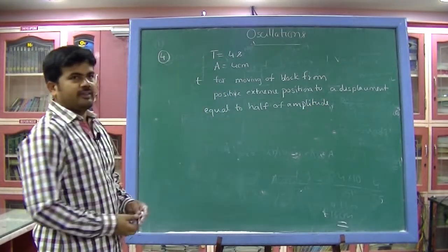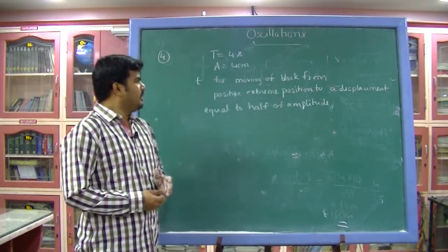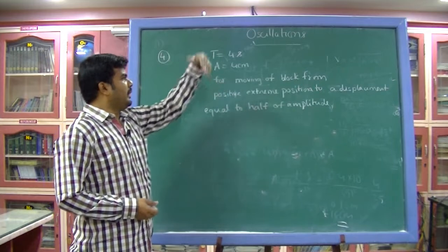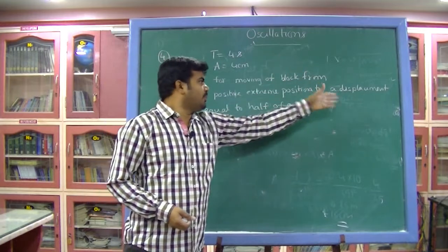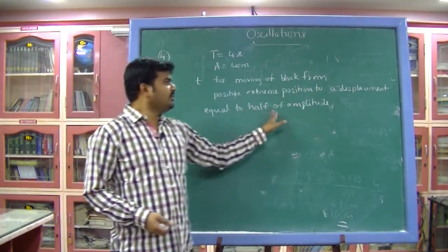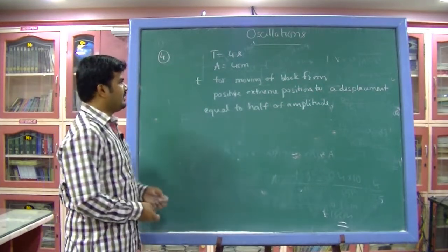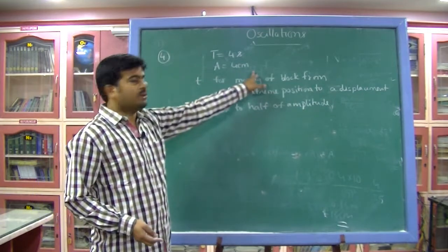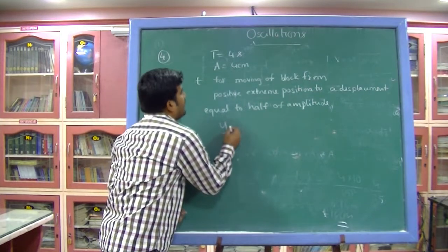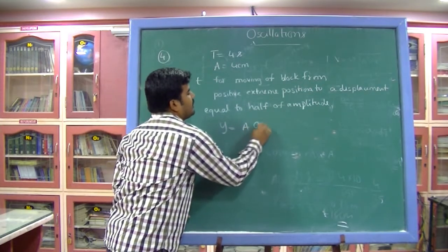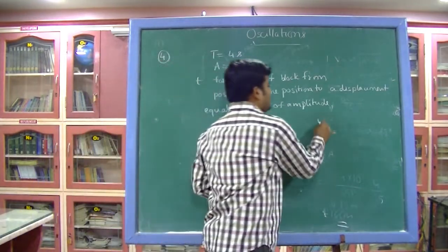So, the particle is doing SHM with time period T equal to 4 seconds, amplitude A equal to 4 centimeters. The time taken by the particle in moving from positive extreme position to a displacement equal to half of its amplitude. So, here the question is very clear. Let us assume that the particle is starting from extreme position, so that I can use the SHM equation as y is equal to A cos omega t.